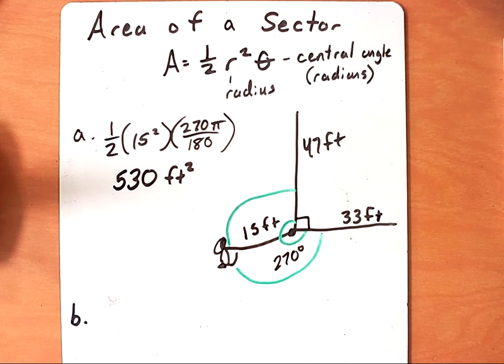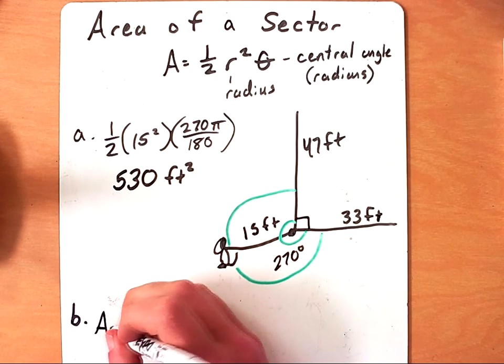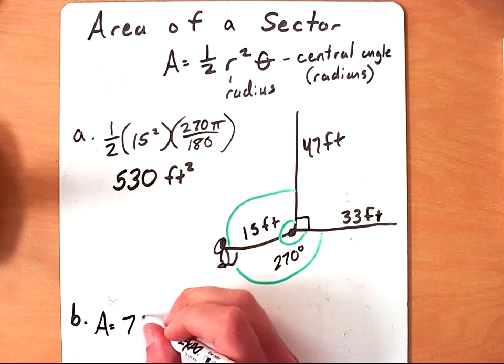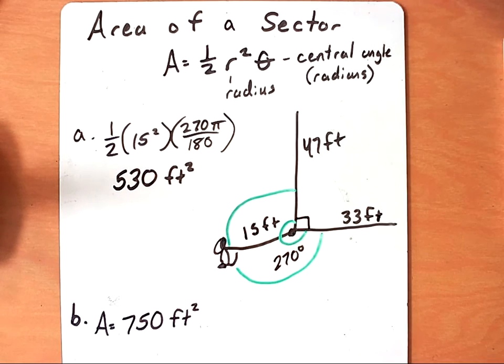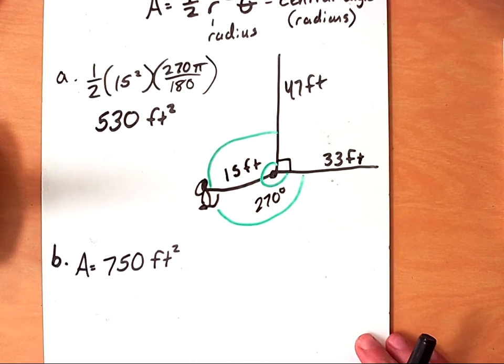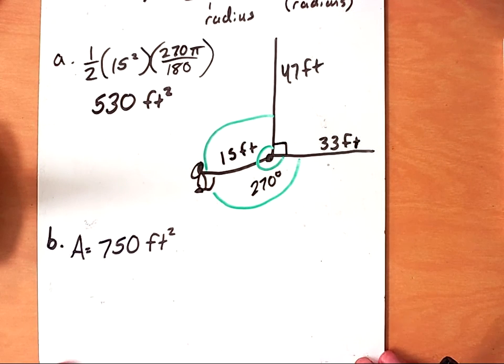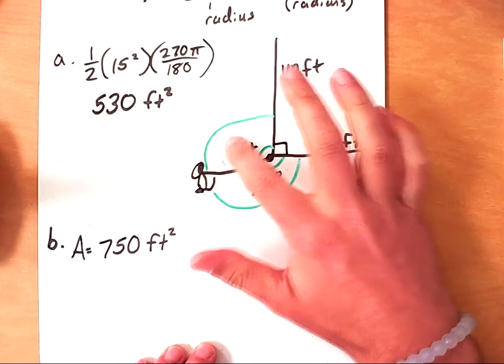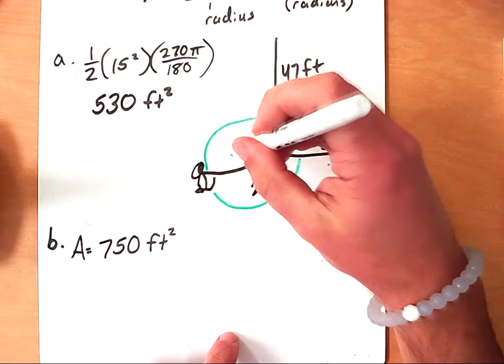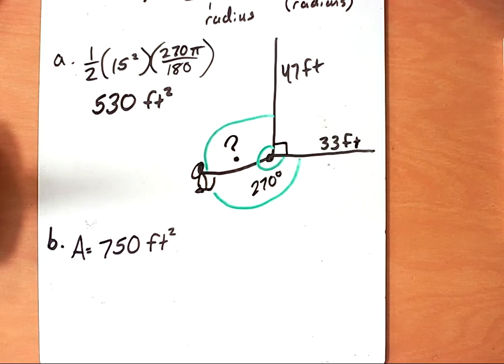Now, part B says, all right, what if the owners say, well, that's not enough. We want our dog to have 750 square feet of space to play in. So obviously we can't change our central angle. There's a house there. So the easiest thing to do here is change the length of our leash. So for part B, they want us to find out how long we would need to make the leash, or the radius of this circle, to give the dog 750 square feet to play in.